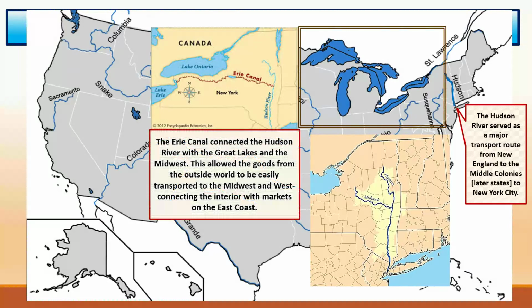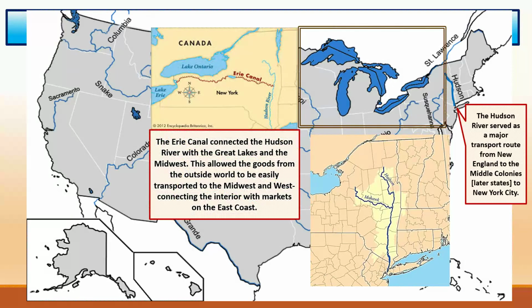Later in American history, as the United States expanded further west, they built the Erie Canal. And the Erie Canal connected the Hudson River, that important river in the east, with Lake Erie. What the Erie Canal allowed was for the Hudson River to connect with the Great Lakes and the Midwest. So it created basically a single trade route to the Midwest.